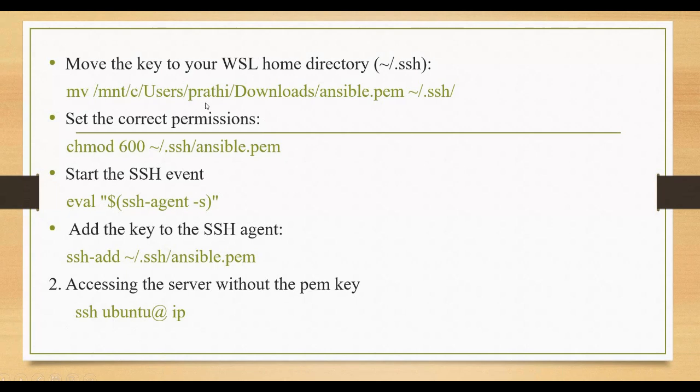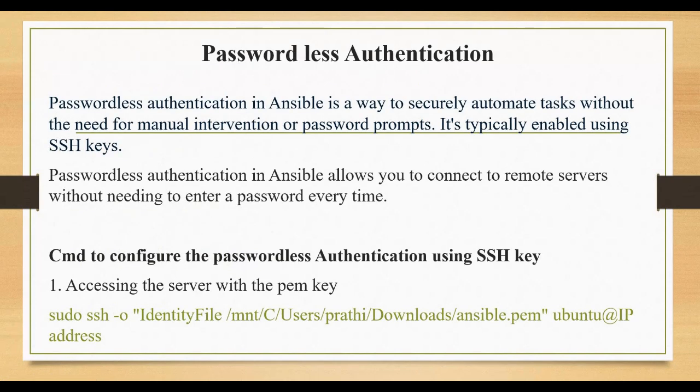So first I'm using the WSL home directory. Here we need to move the key. Then we set the permission using chmod 600. Then start the SSH agent using the eval $(ssh-agent -s) command. Then add the SSH key. Later we can access the server. So I will explain this command.